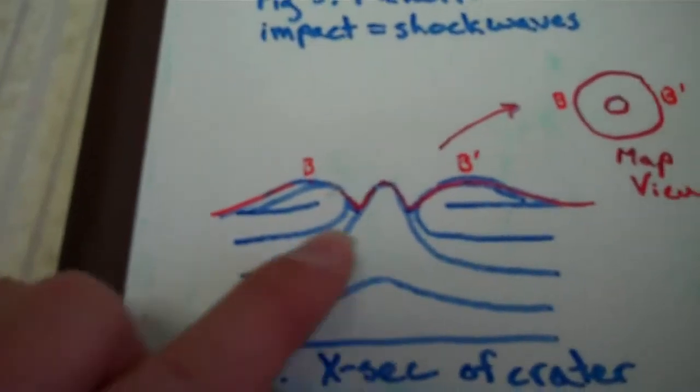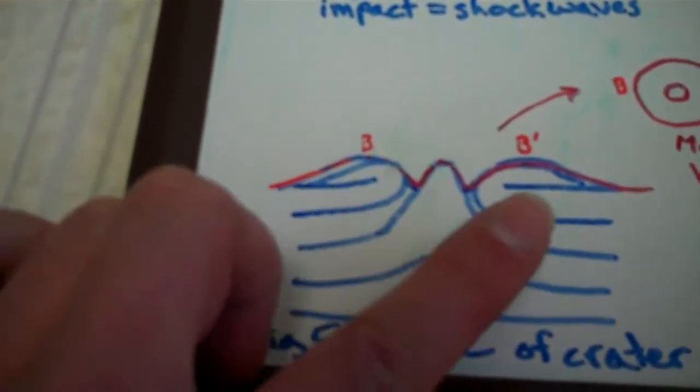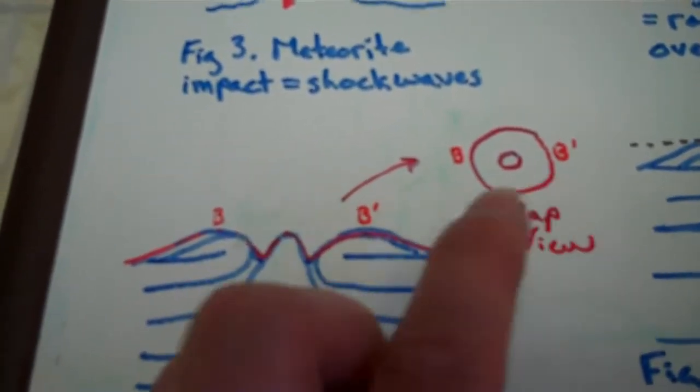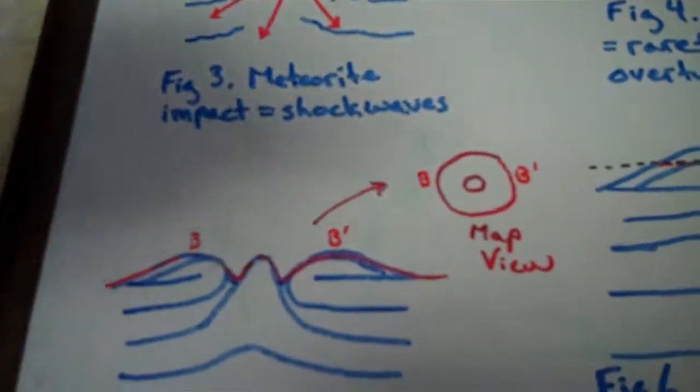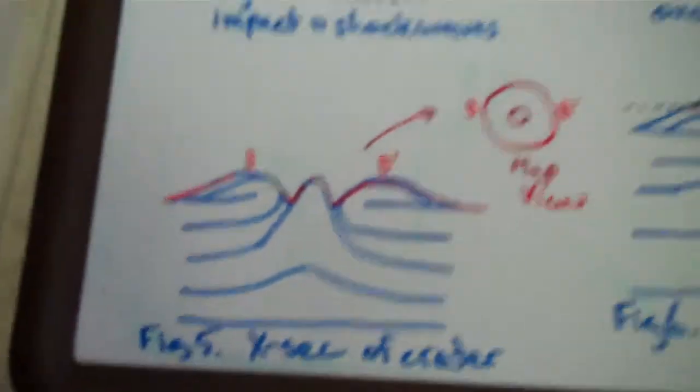So these flaps are created, and I drew a little map view here. So if you reference B to B prime, you can actually see this is the map view here, B prime. So this is as if we're looking straight down at it versus sideways. So this map view is what you can see right here. This is the map view of the crater.